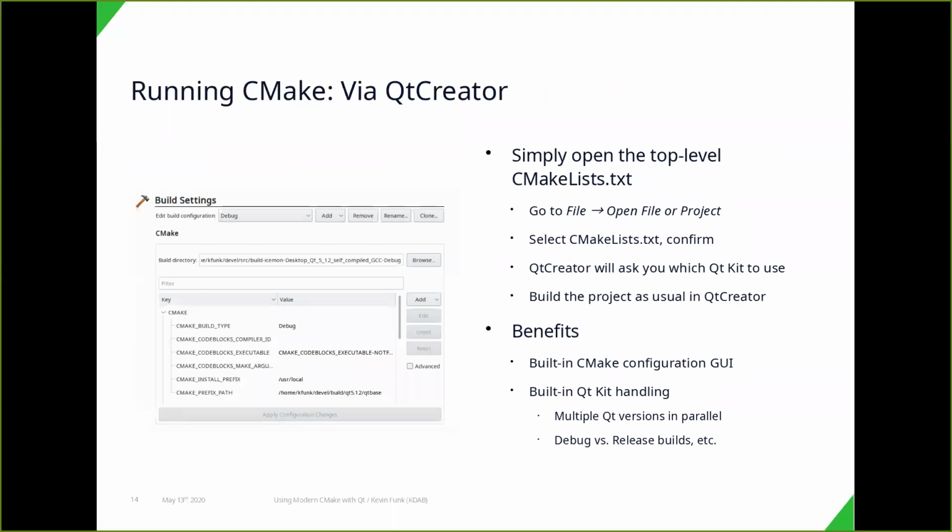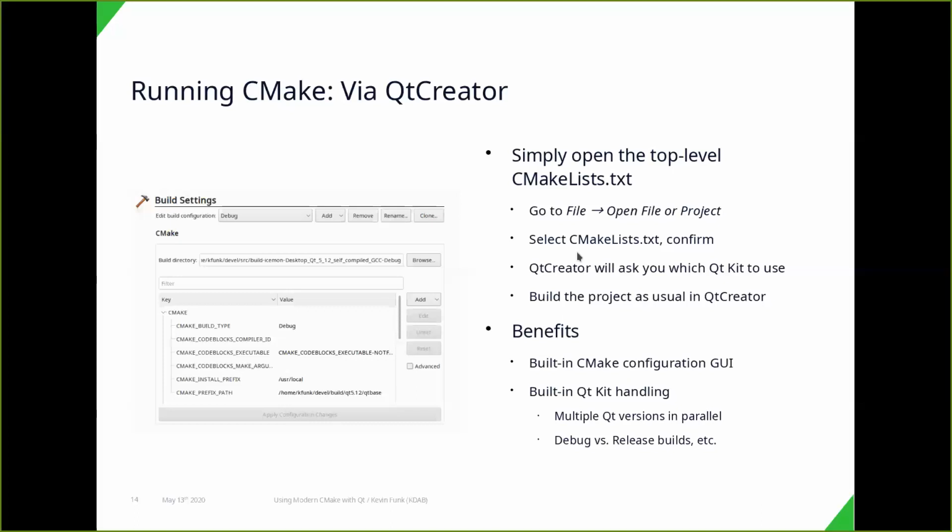Right. Just a short idea about how this looks in Qt Creator. Basically, the CMake integration in Qt Creator got quite a bit better lately because the developers working on the IDE have been spending quite a bit of time there. Pretty much all you need to do to open CMake projects right now is to open the top-level CMakeLists file via File, Open File or Project. Then you select the CMakeLists file, and Qt Creator will ask you what kind of Qt kit to use in order to build it. And then you can basically work with the project as usual.